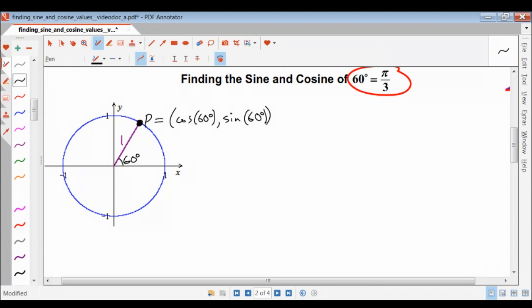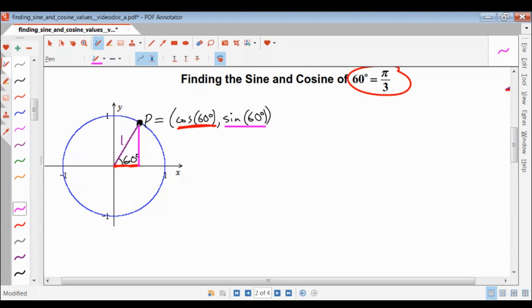All right, well, based on how we read points on the coordinate plane, since cosine 60 degrees is the x-coordinate of point P, cosine 60 degrees must be this length here along the x-axis. It takes us over horizontally to point P. Well, sine 60 degrees is the y-coordinate of point P. Sine 60 degrees must represent this vertical distance to take us up to point P.